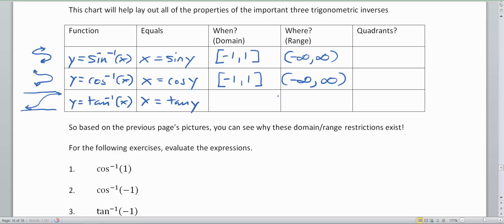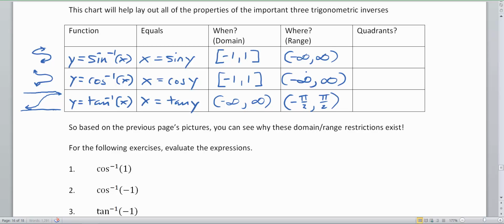It's not the same thing for tangent though, although tangent does go left and right forever and ever, so it's all real numbers. But there's a restriction for tangent, and the restriction for tangent goes from its asymptote lines from -π/2 to π/2 exclusively, which means we cannot actually touch these asymptote lines here and here at +π/2 and -π/2.